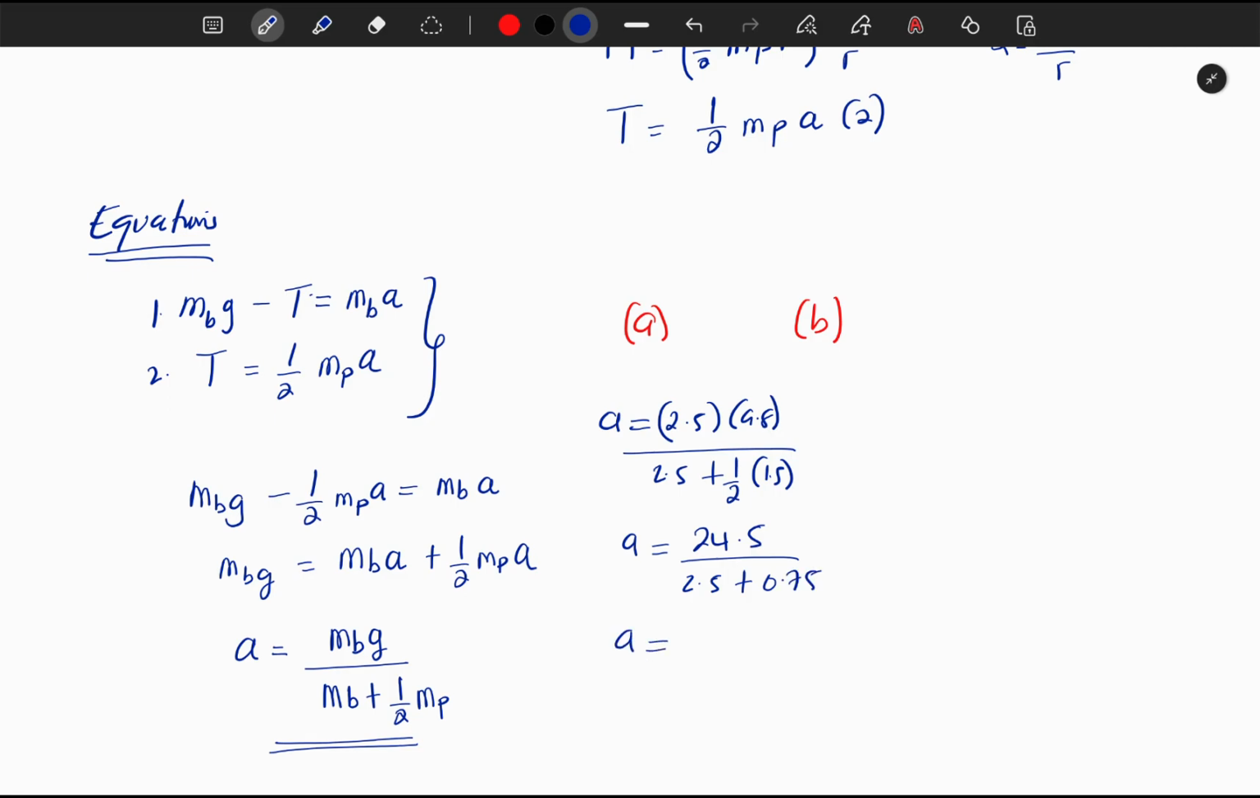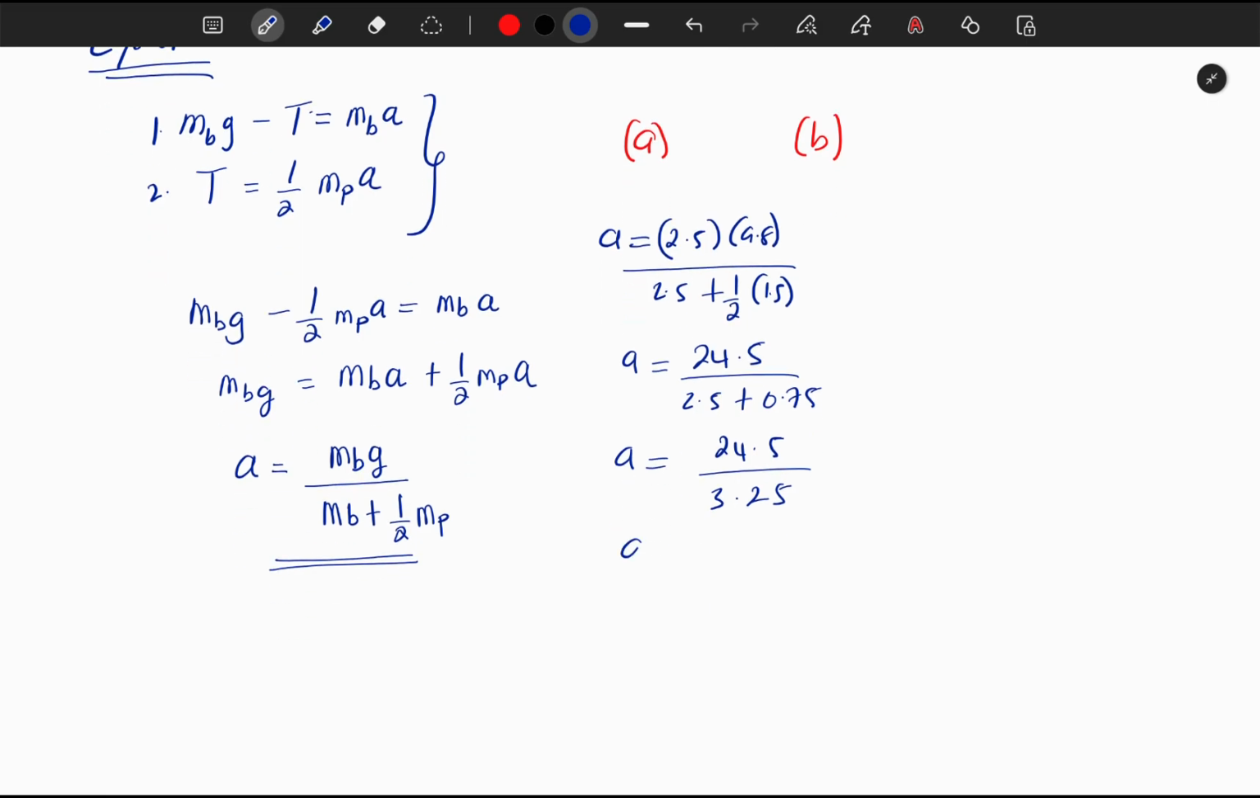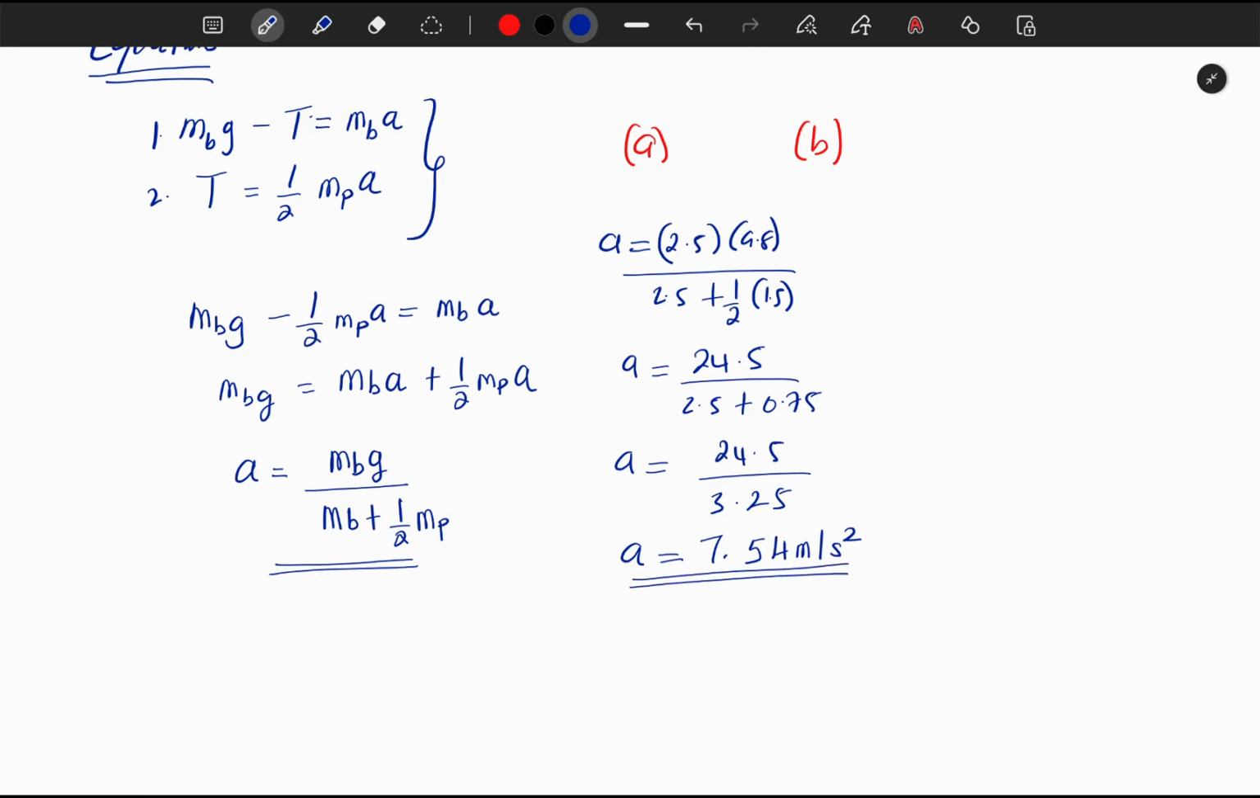So my acceleration now is equal to 24.5. Adding these two, I should be getting 3 point something, which is 25. So this means that my acceleration is just equal to 7.54 meters per second squared. So we now have the acceleration.